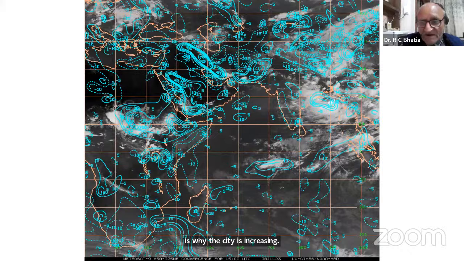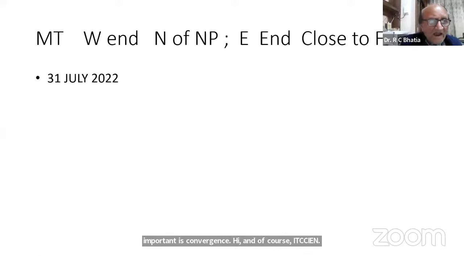And the most important thing is convergence. High convergence is seen. And of course, ITC is at convergence, you can see here.